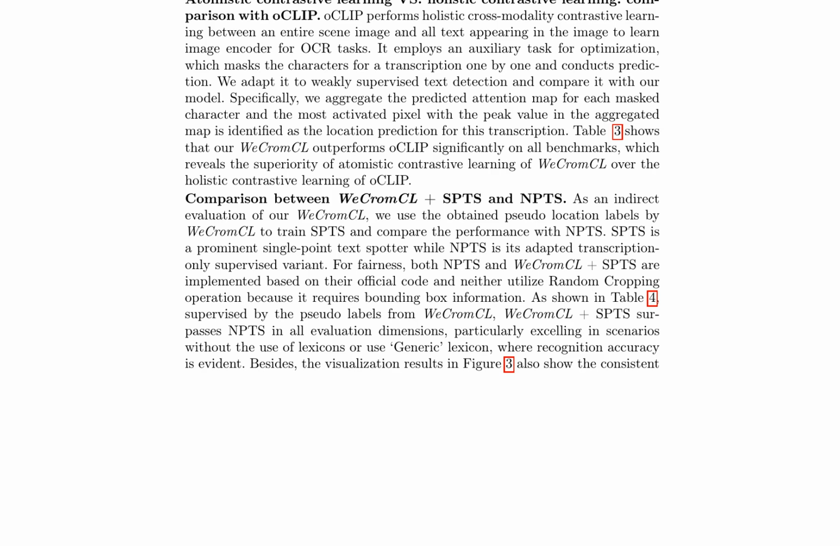The comparison between WeCromCL and OCLIP is attributed to the difference in their contrastive learning approaches. OCLIP performs holistic cross-modality contrastive learning between an entire scene image and all text appearing in the image, whereas WeCromCL employs atomistic contrastive learning, focusing on individual characters. The superiority of WeCromCL is evident, as it achieves better performance despite only being trained on the training set.